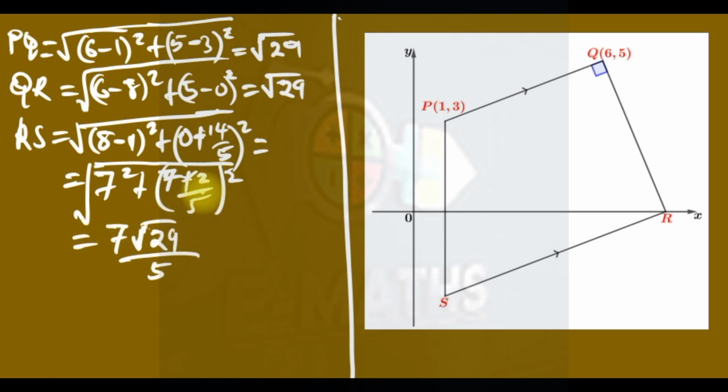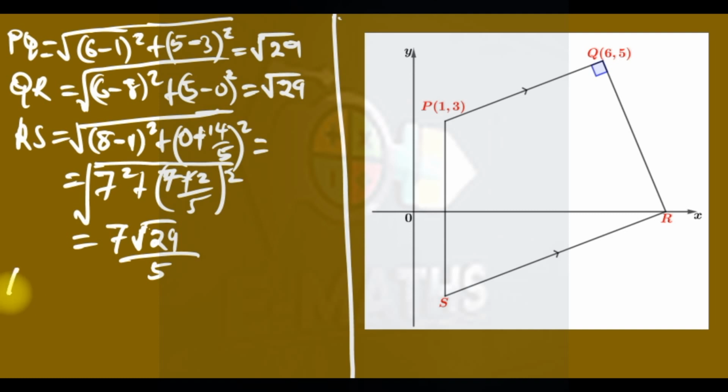So that's the fastest way. So we factored 7 squared, and square root of 7 squared is 7. We are left with 1 plus 4 over 25. And 1 plus 4 over 25 is 29 over 25. So square root of that is this.